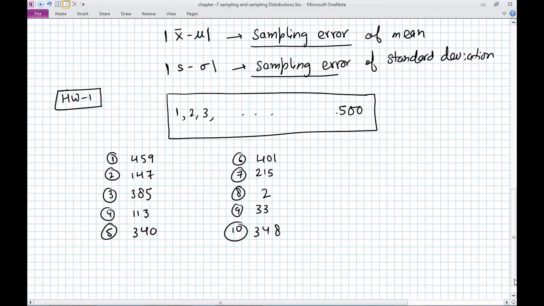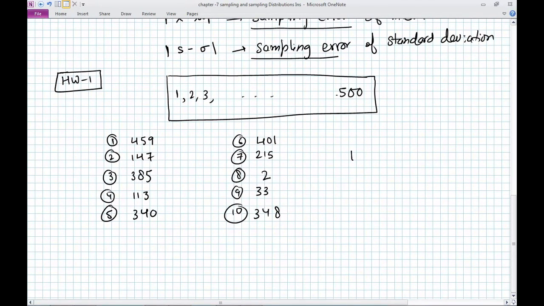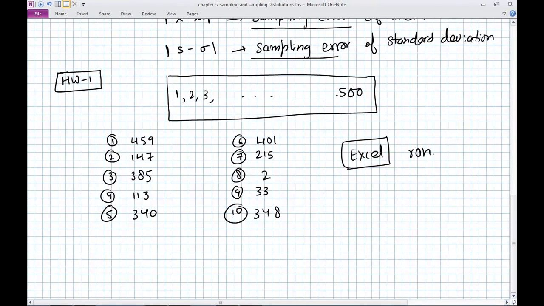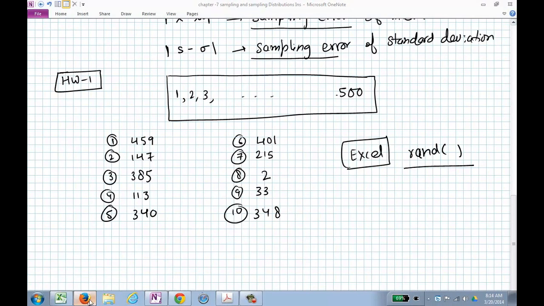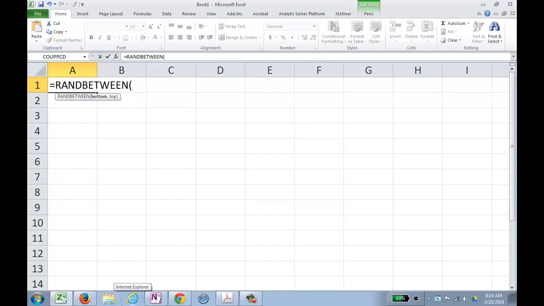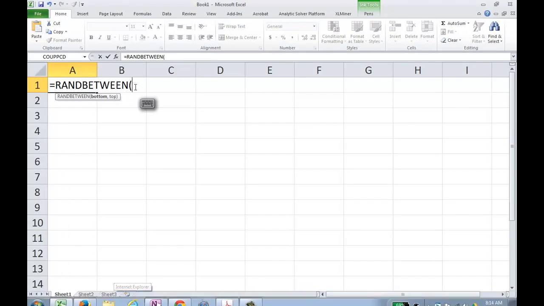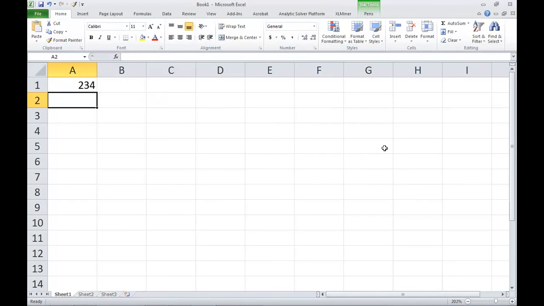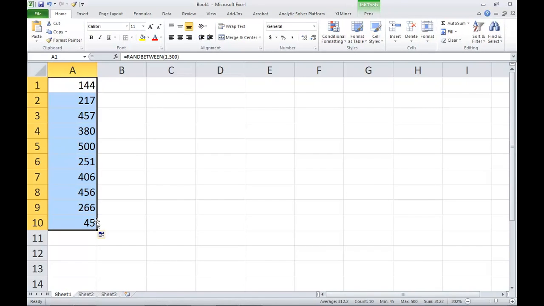So simple random sampling is one way. You can also use the Excel function RAND. That function can be used for generating random numbers. You can also generate random numbers between, so RANDBETWEEN. Let's say in that example we wanted random numbers between 1 and 500. So I could have written 1 and 500. For example, Excel gives me 234 as the first company, and then you can drag this to 10 places and you have 10 different random numbers.